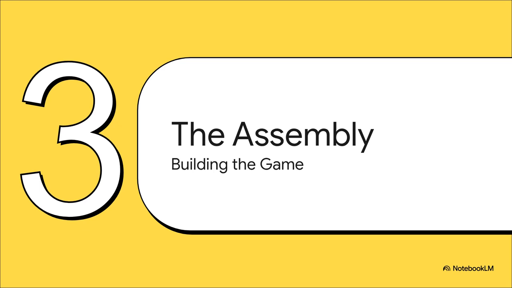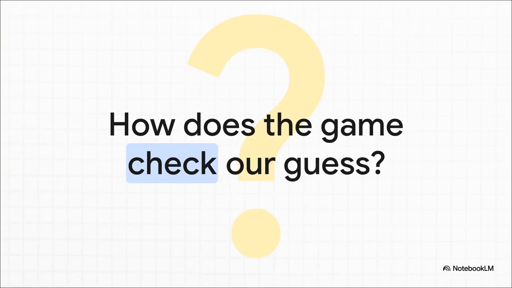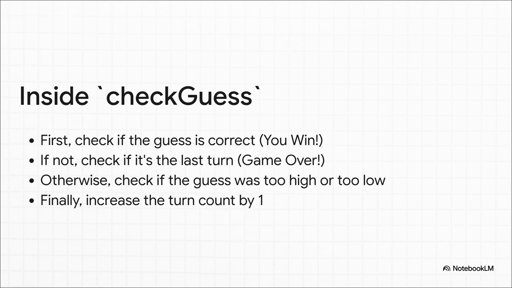All right, we have our plan. We have our tools. It is time to put it all together. Let's build this thing. So, let's get into the heart of it. When a player clicks Submit, what actually happens inside that check-guess function we made? How does it decide what to do next? It follows this perfect little decision tree. First, the code asks, is the guess correct? If yes, boom, you win. If no, it asks the next question. Is this the very last turn? If yes, sorry, game over. Otherwise, it just tells you if you were too high or too low and gets ready for the next guess. It's just a cascade of simple questions.